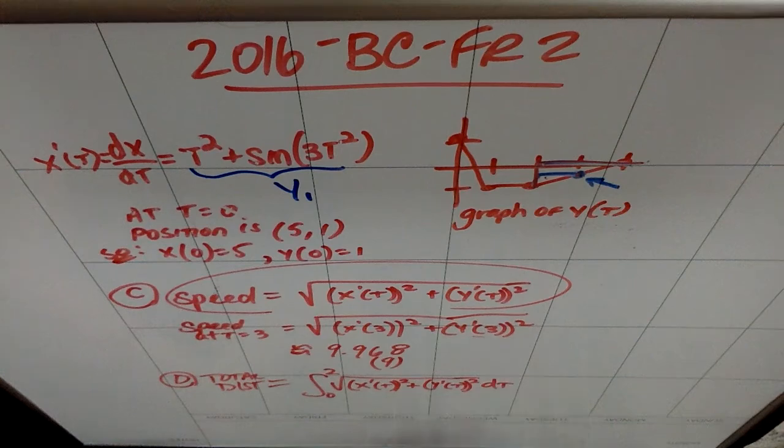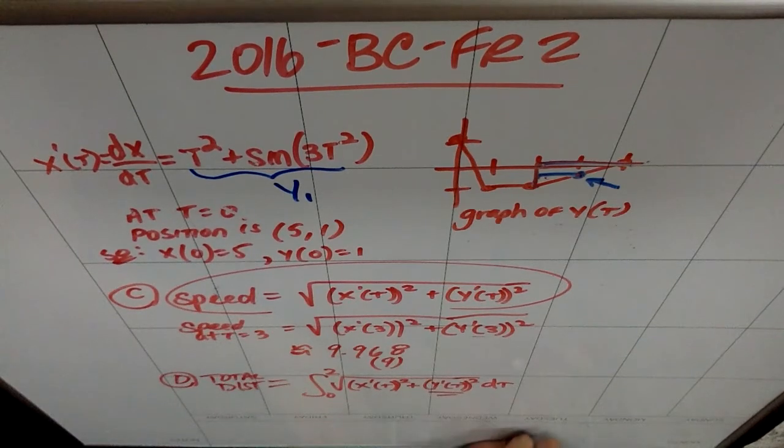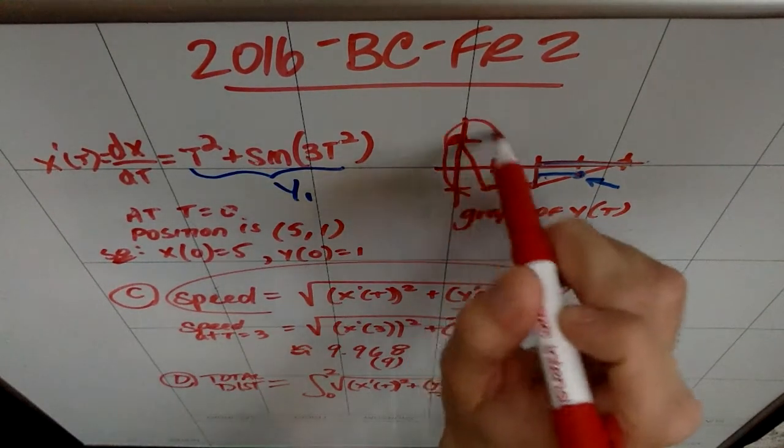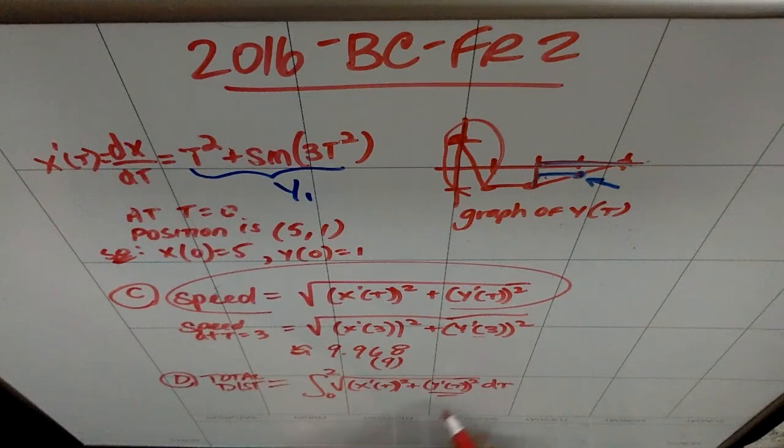Now, the reason that's relevant is that essentially you're going to have to split this into 2 chunks, because this is the part that's tricky. So here, the speed, the y prime of t, is a constant from 0 to 1, and then it's a different constant from 1 to 2.